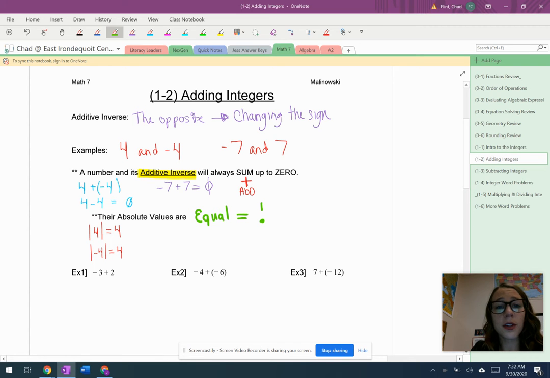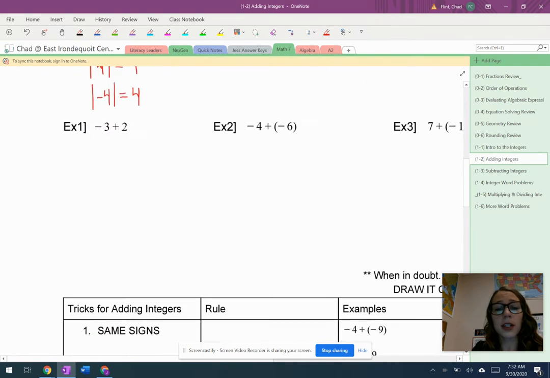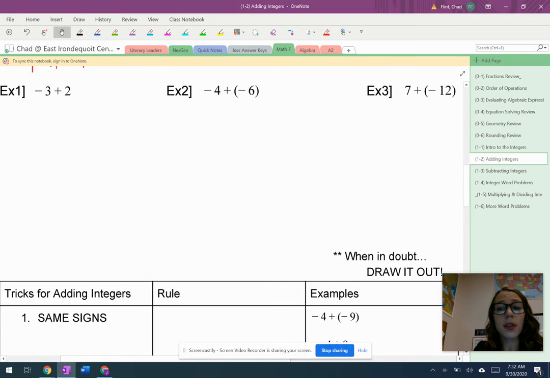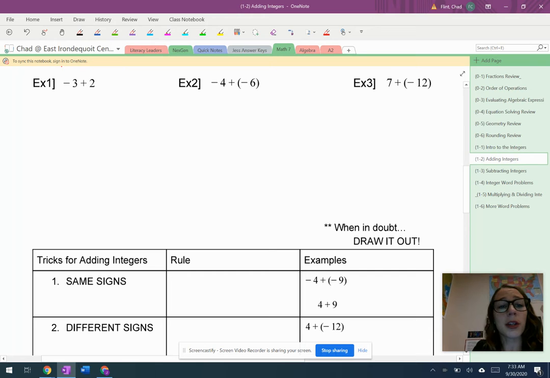Right, so here we're continuing the notes for 1-2. We looked at these definitions in the first video. Now we're going to take a look at some of these examples. Okay, so our first example we're looking at, -3 plus 2.